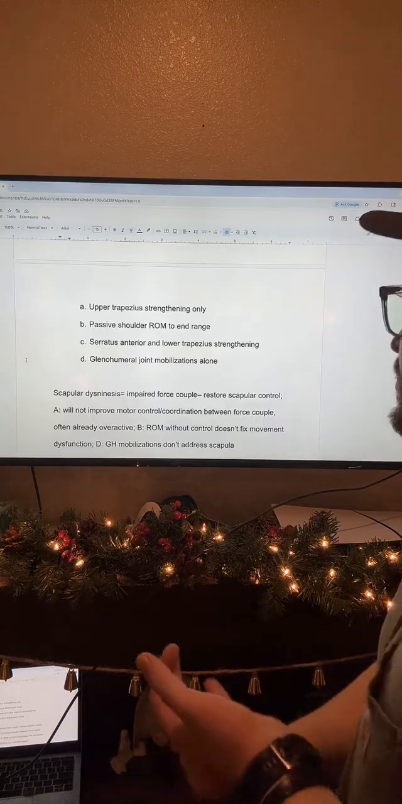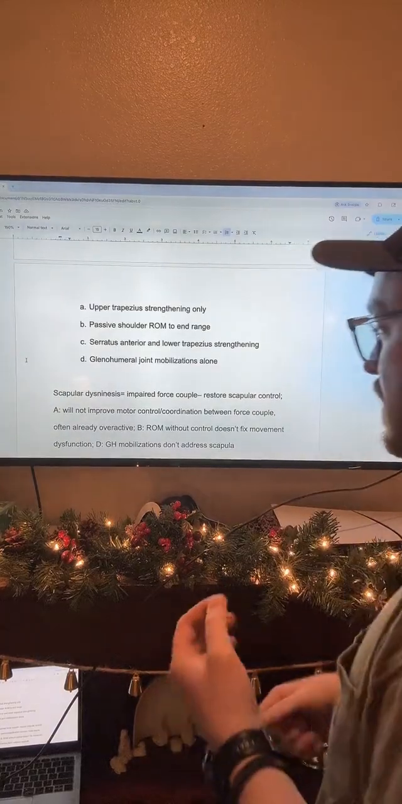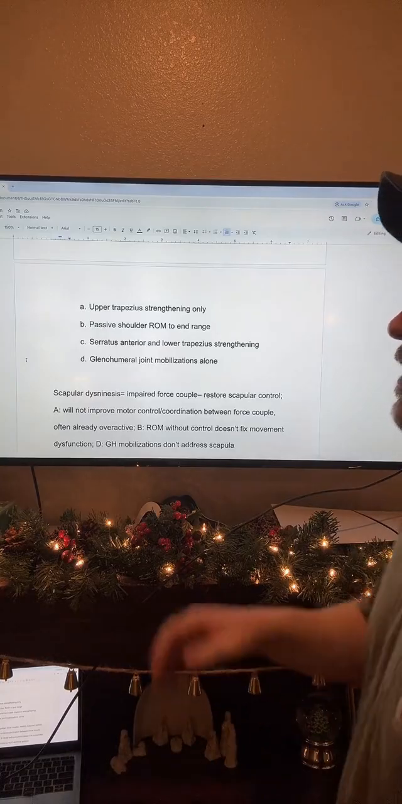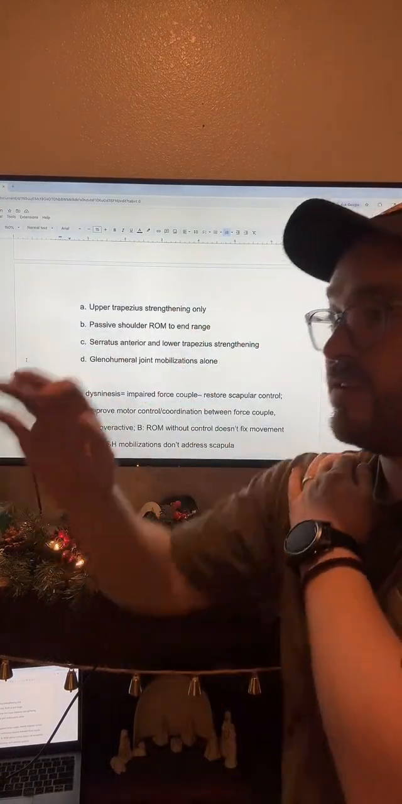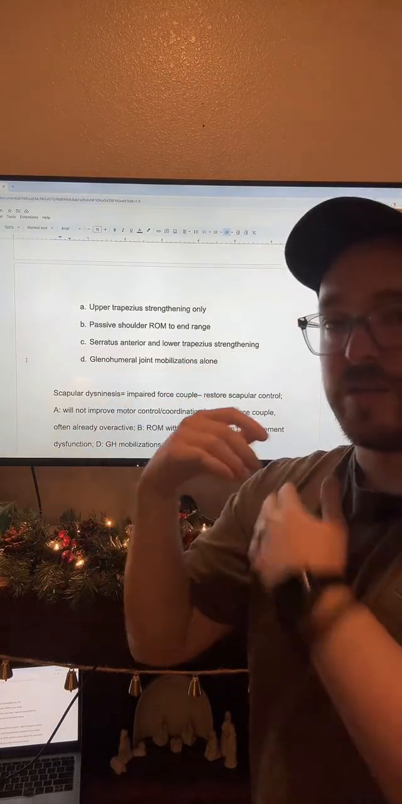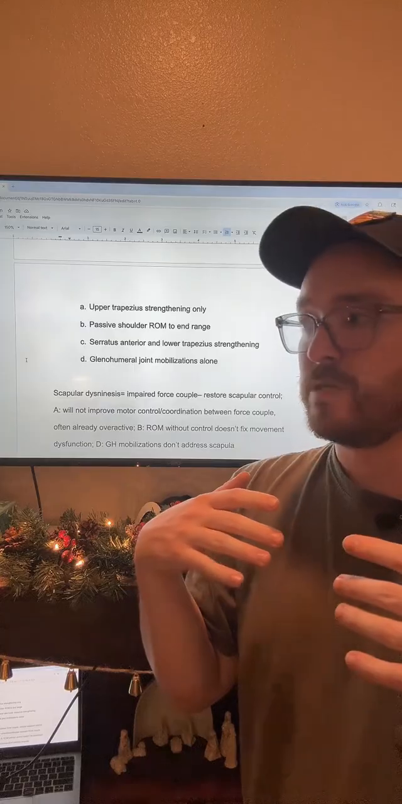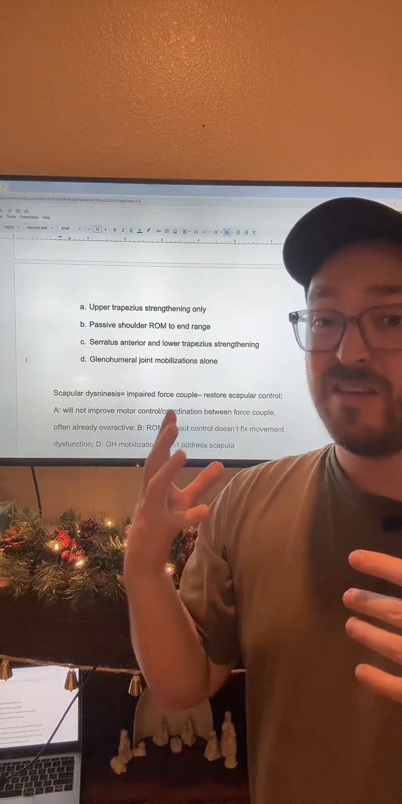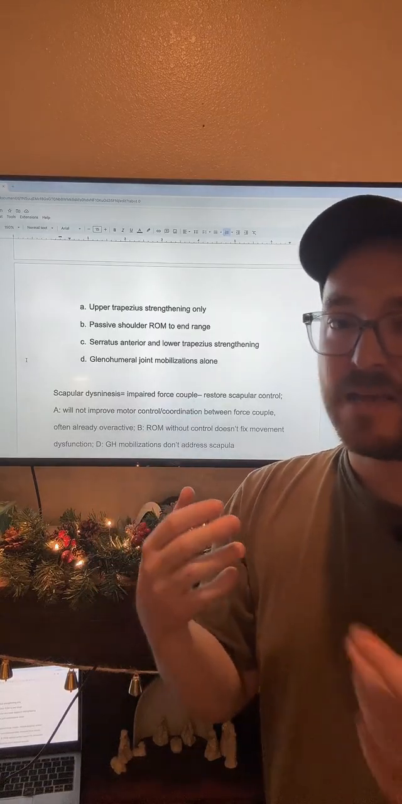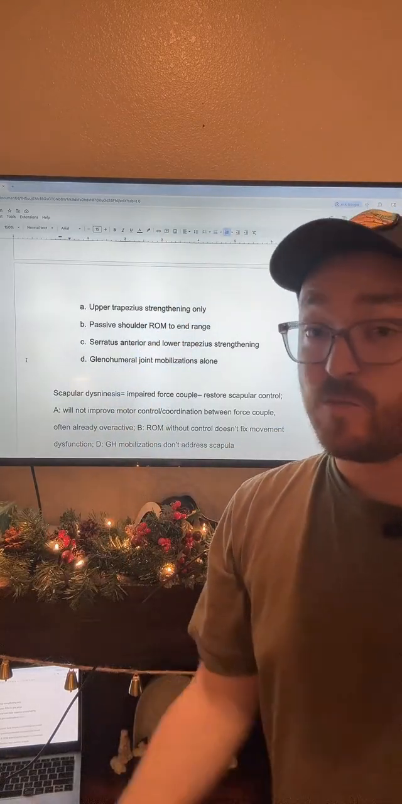B, range of motion without control won't fix movement dysfunction. This goes back to your motor learning classes, right? And D, glenohumeral joint mobilizations won't address the scapula. So really, like I was saying, if you don't have enough scapular upward rotation, then you may be thinking, oh, well, the structures are getting pinched underneath the acromion. If they already have sufficient capsular mobility, then doing more mobilizations isn't going to help the pain. It's just going to maybe make them even more lax. Worst case scenario, best case scenario, it's going to do nothing for them.